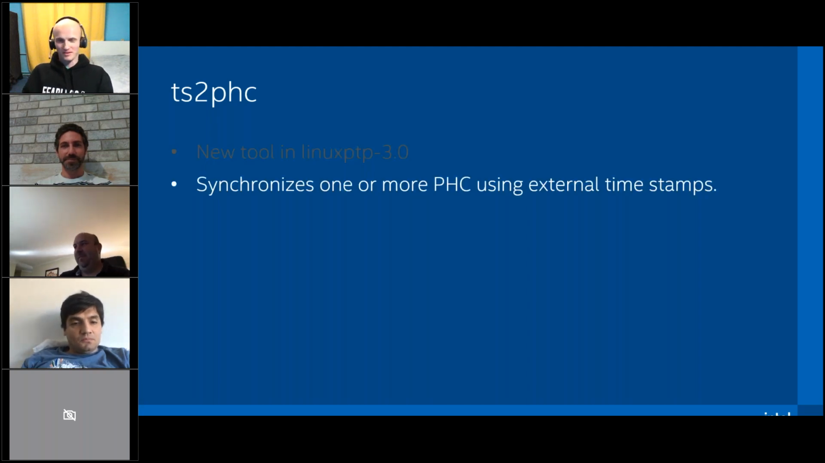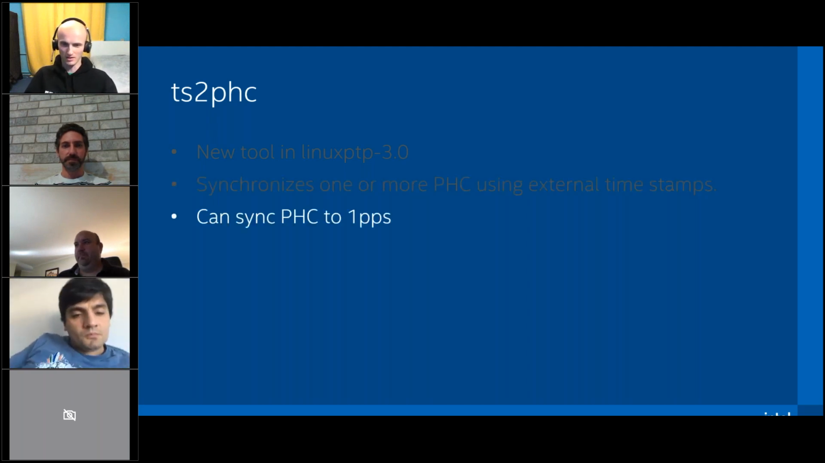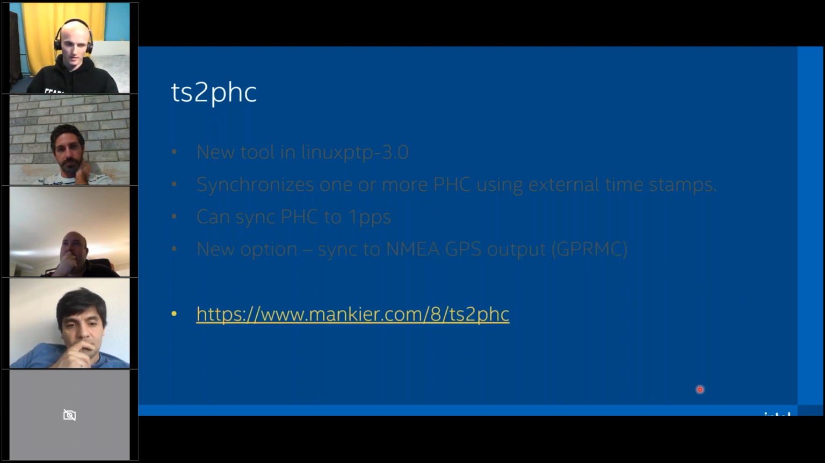Okay, so let's go back to the presentation. The TS2PHC tool can be used to synchronize the PHC to the incoming 1PPS signal. And in the latest version, it can use the NMEA GPS input to the serial port as the time value, and then by using it with the 1PPS, we can easily deploy the Grandmaster using this tool. And obviously, there is a friendly manual on that as well.